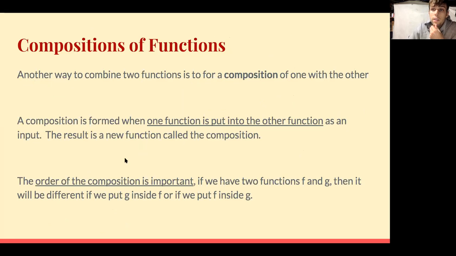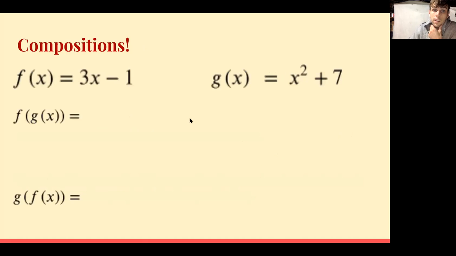All right, now the other way that we can put two functions together is as a composition. A composition is formed when one function is put into another function as an input. The result is called a composition. The order of the composition is important. So if you have two functions, f and g, whether you're putting f into g or g into f, you're likely to get different results. So the order matters.